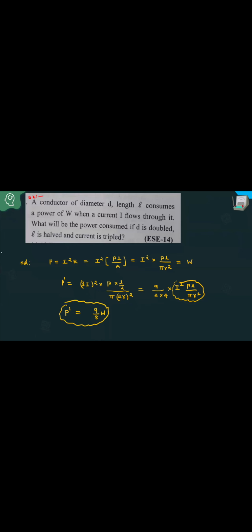All of you got it? It's 9 by 8. That is, the power becomes 9 by 8 times. Initially it is W, now the power becomes 9 by 8 times. That you have to consider.